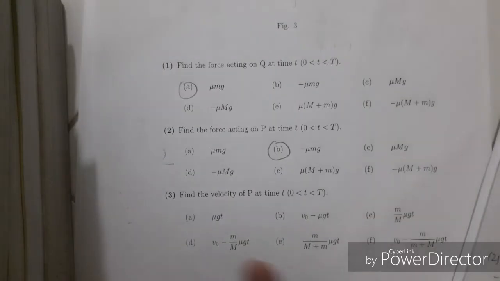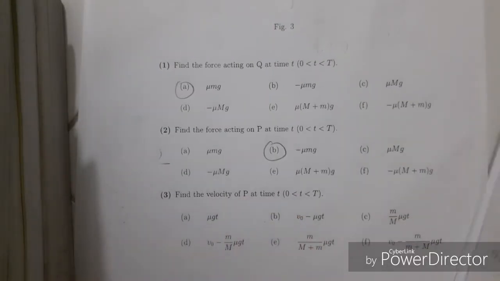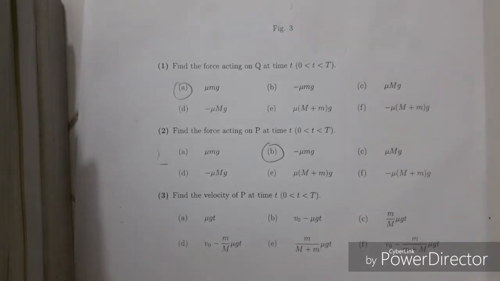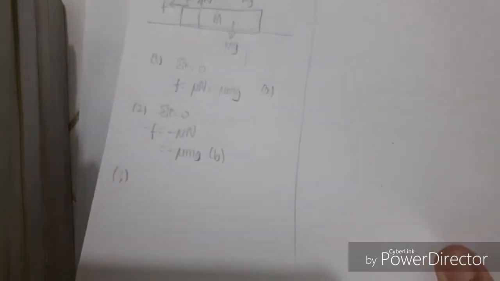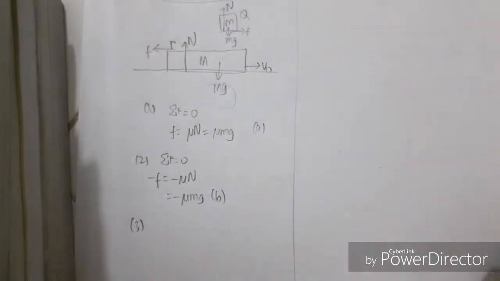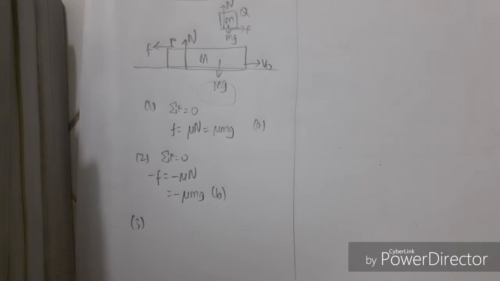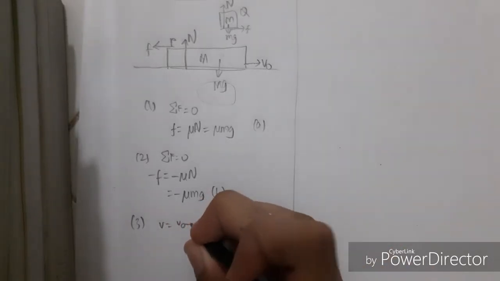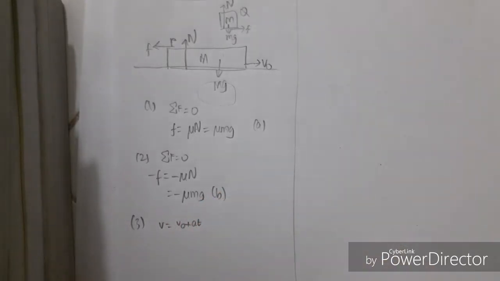So the answer is B. For number 3, find the velocity of P at time t. Okay, so in this particular question, it is asked on when the condition of P is already moving with v0. So the way to answer it, we know that v is v0 plus at, right? Because the initial velocity is v0, it should be increasing or even decreasing over time. Let's look at the solution.